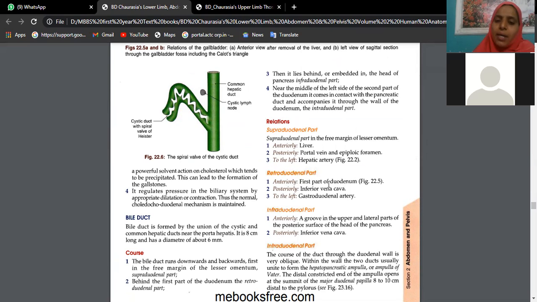So that's why anteriorly, first part of the duodenum, posteriorly inferior vena cava, and towards the left we have the gastroduodenal artery. Okay, so infraduodenal, anteriorly you have the posterior surface of the head of the pancreas. Write this, and posteriorly inferior vena cava.